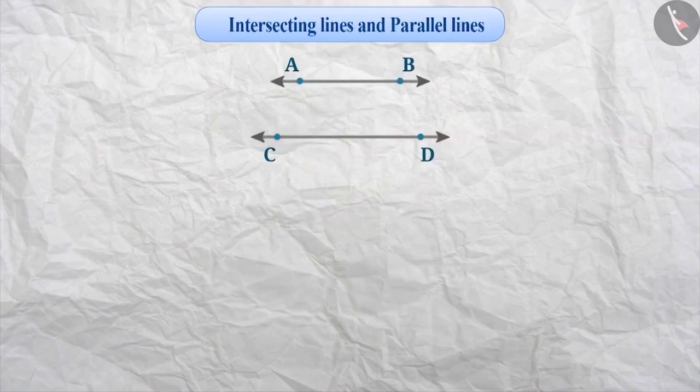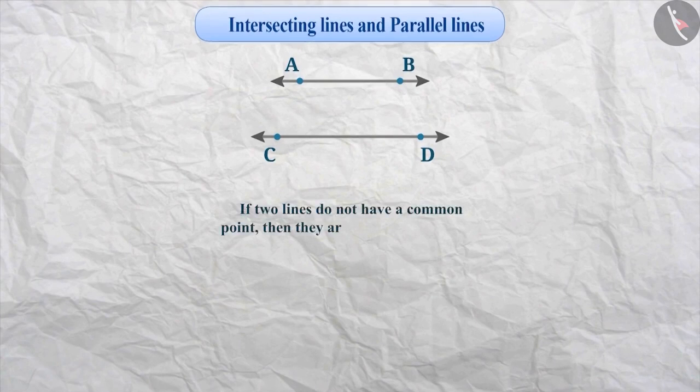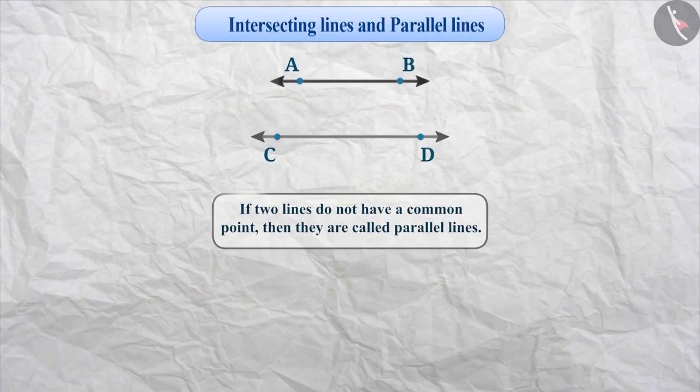If two lines do not meet at any point, that is, there is no common point between these two lines, then they're called parallel lines. For instance, lines AB and CD are parallel, which is represented like this.